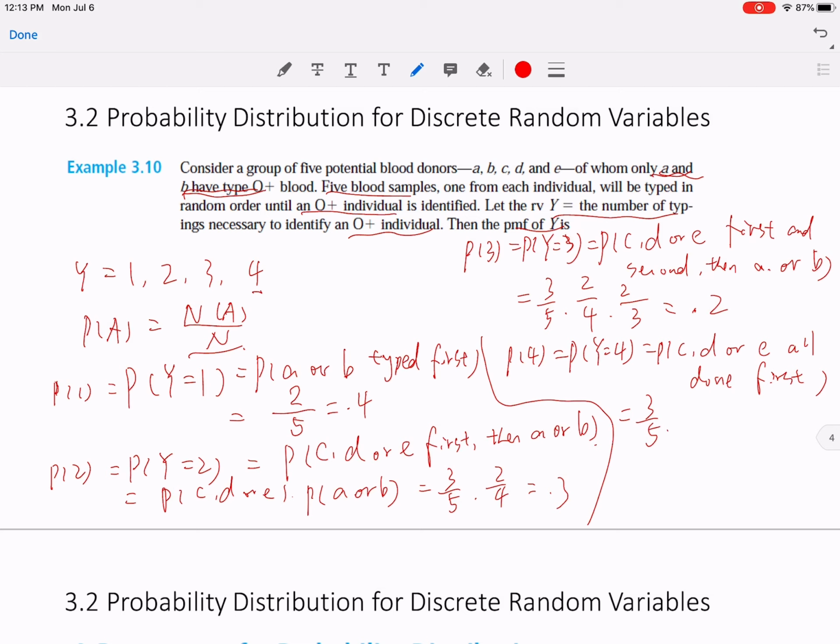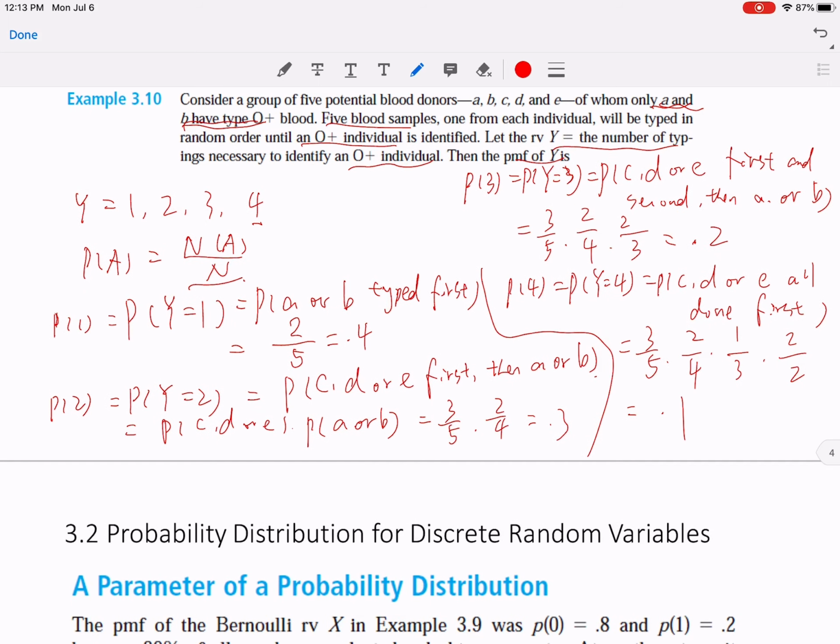Secondly, after the first type, how many people are left? 4 of them left, right? And how many of them don't have O positive? 2 of them, right? After the second type, how many of them are left? 3 of them are left, right? How many of them don't have O positive? 1 of them doesn't have O positive. And then after the third type, how many people are left? 2 of them left, okay? And how many O positive do we have? 2. Both of them are O positive, times 2 over 2, which is 1 actually. So this would be equal to 0.1.